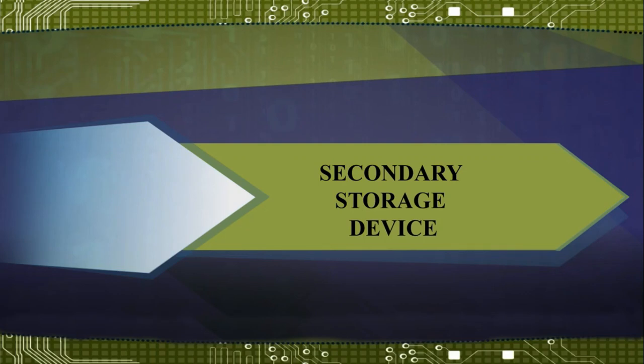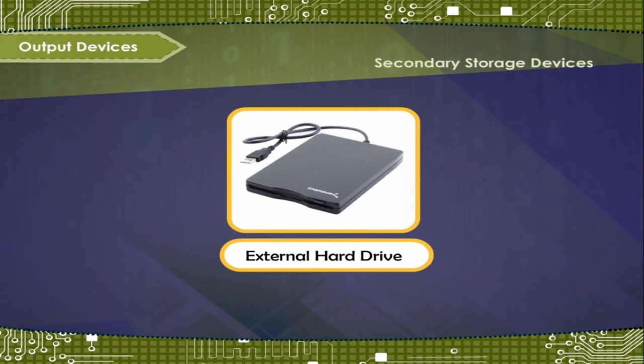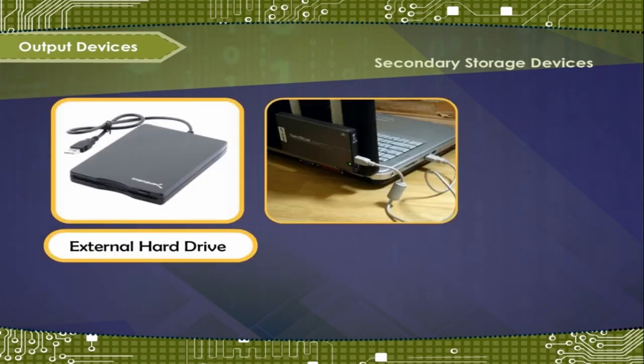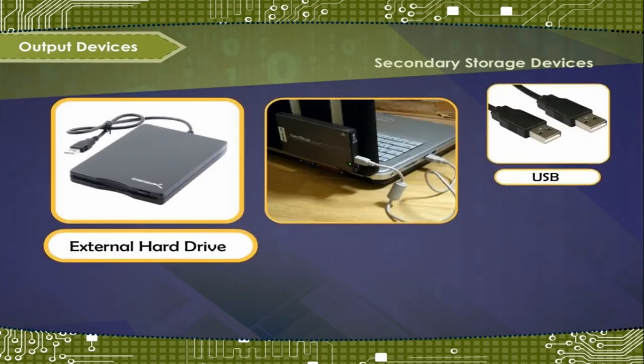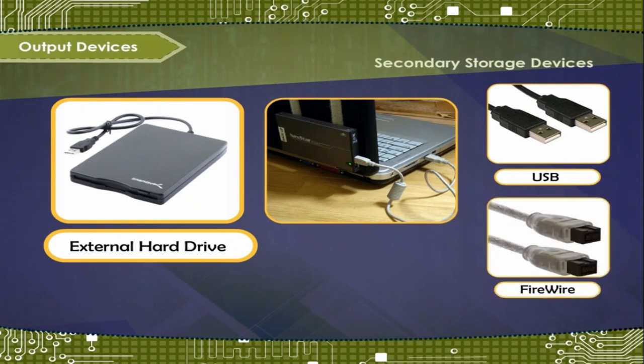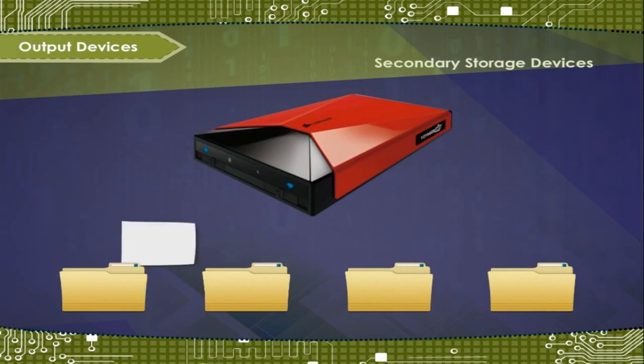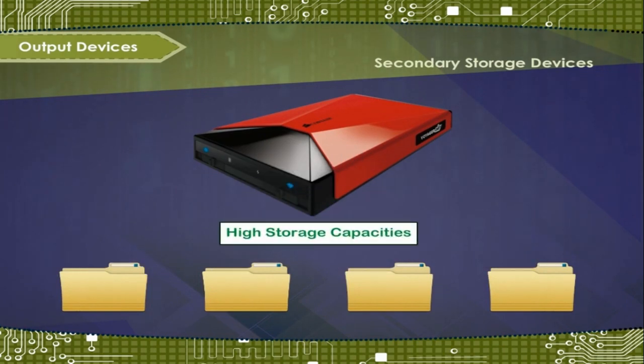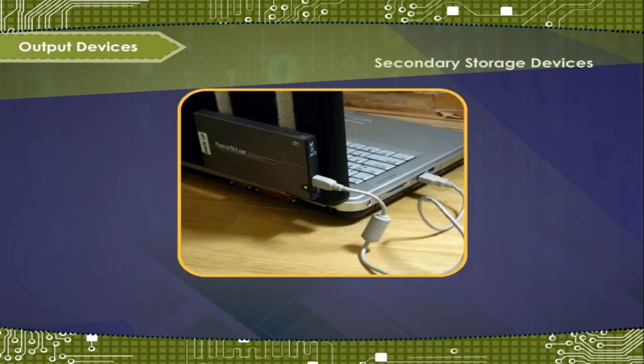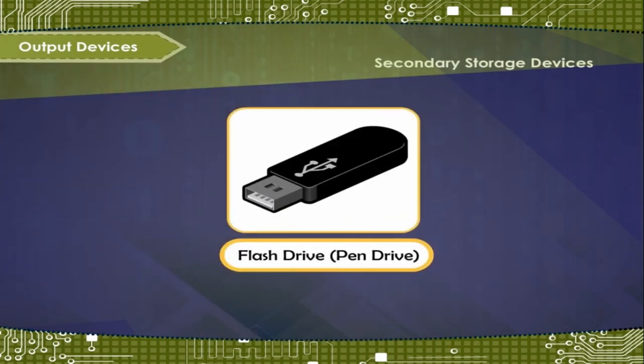Secondary storage devices. External hard drive. An external hard drive is a portable storage device which is attached to a computer through a USB or FireWire connection or wirelessly. External hard drives typically have higher storage capacity and are often used to take backup of the computer and serve as a network drive.